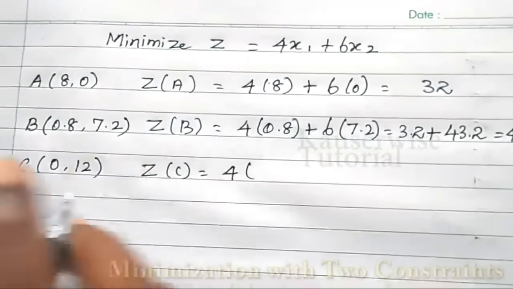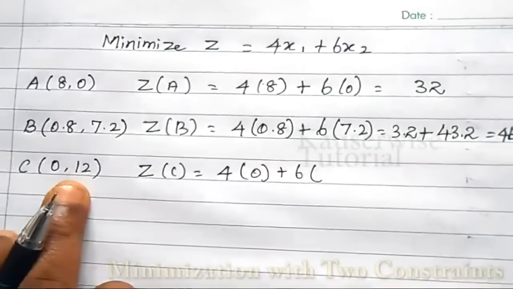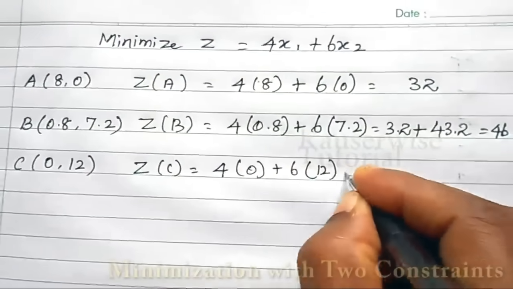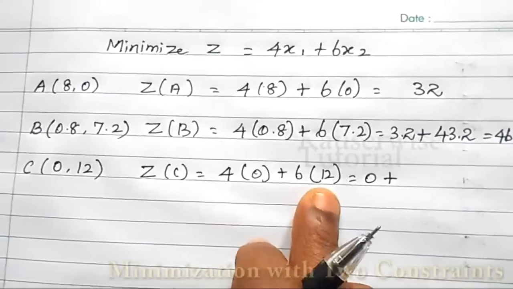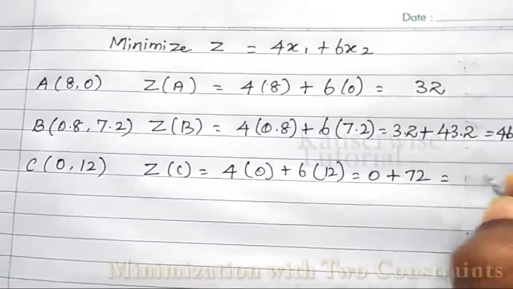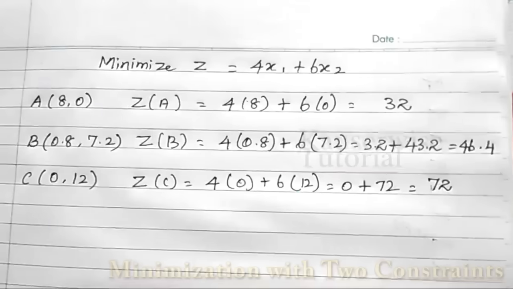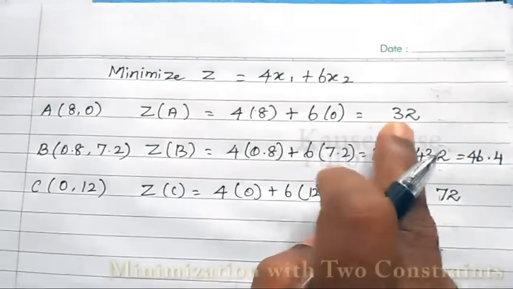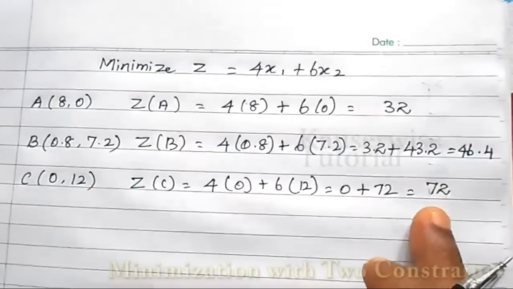4 into x1 value 0 plus 6 into x2 value 12. So 4 into 0, 0, plus 6 into 12, 72. So what is the answer? 72. Okay, now we have got the value for three corner points. For A it is 32, for B 46.4, for C 72.